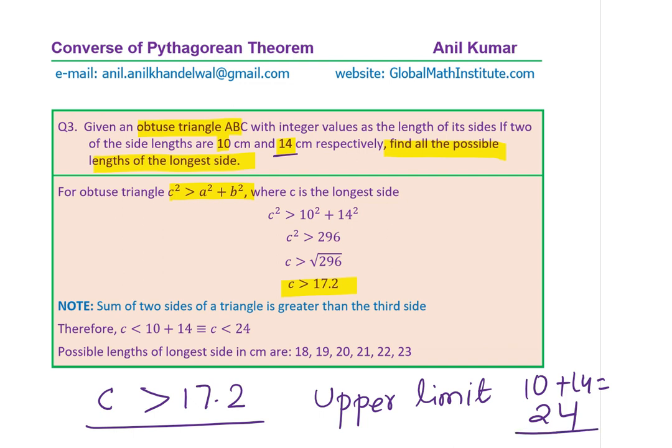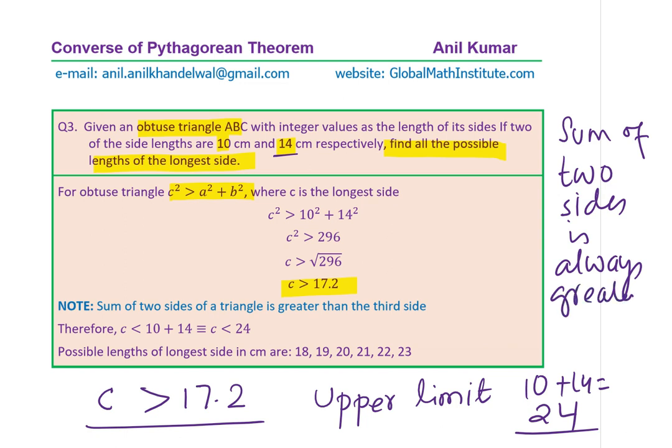We cannot go beyond 24 as we know that the sum of any two sides is always greater than the third side. Is that clear to you? So taking that into consideration, the possible values are above 17.2: 18, then 19, 20, 21, 22 and 23. So these are the six values possible.